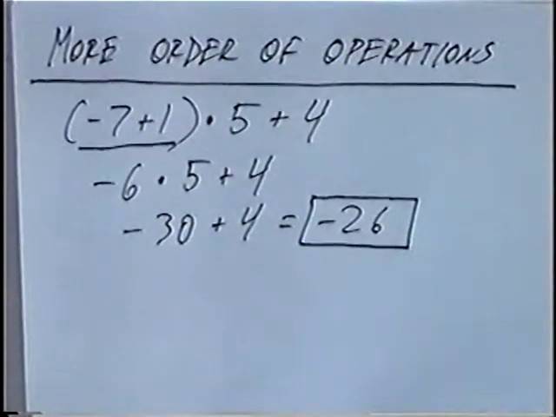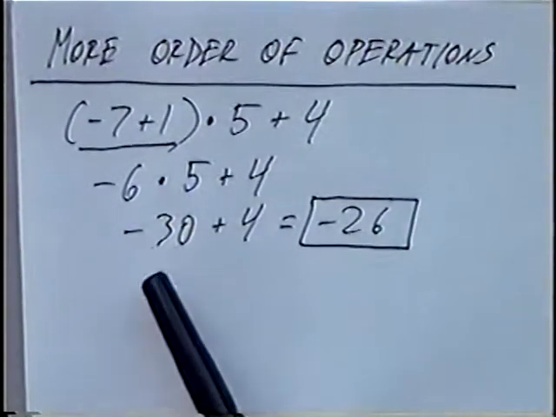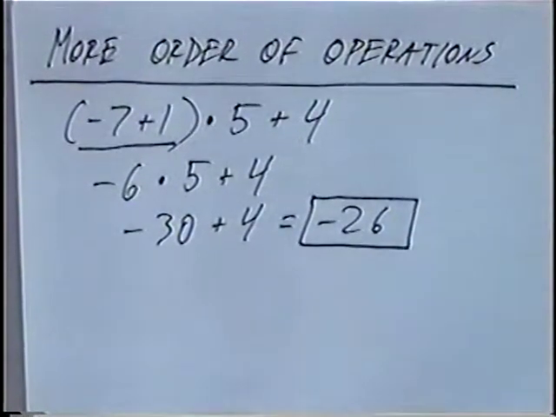Again, if you have different signs, a negative number and a positive number, we'll subtract those. 30 is the bigger number, so 30 tells us that it's negative.